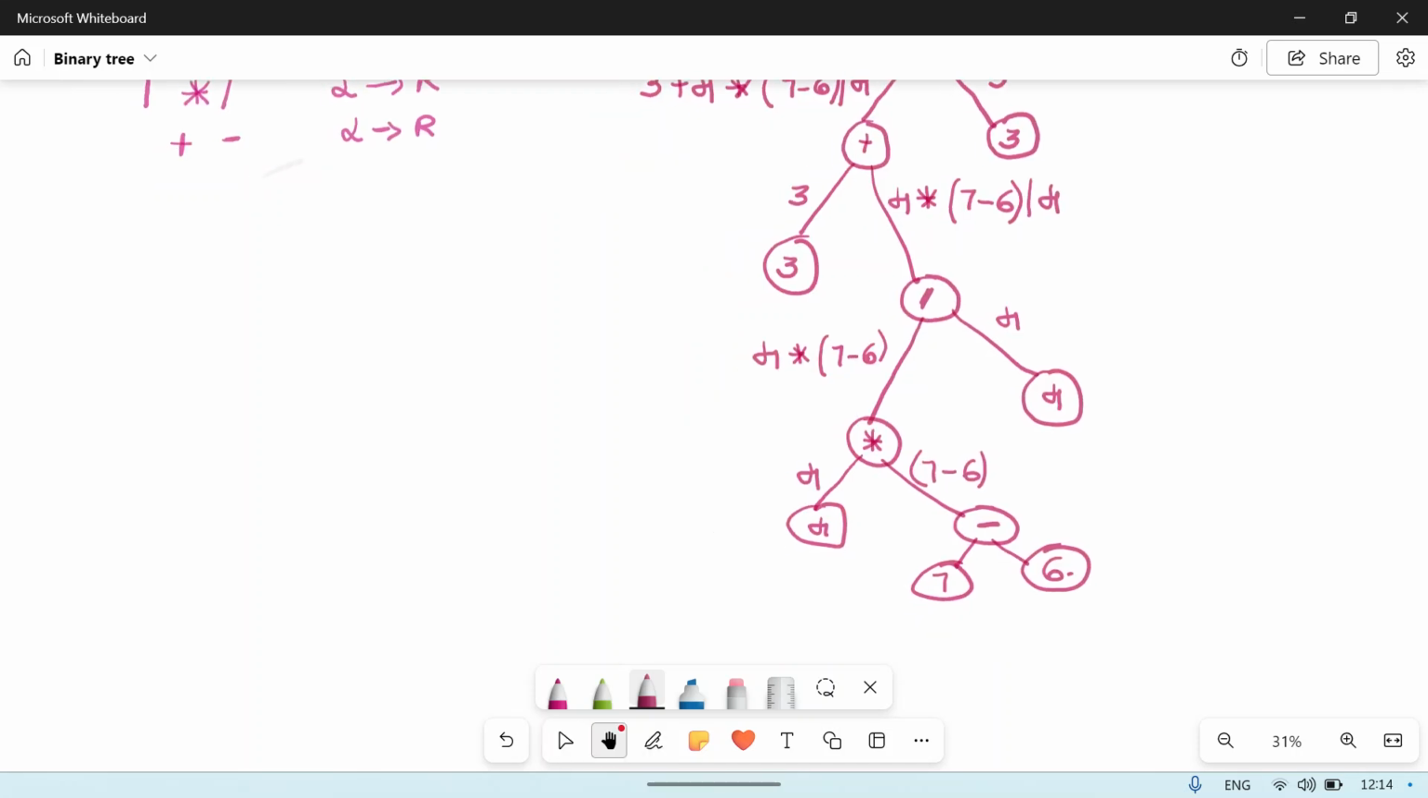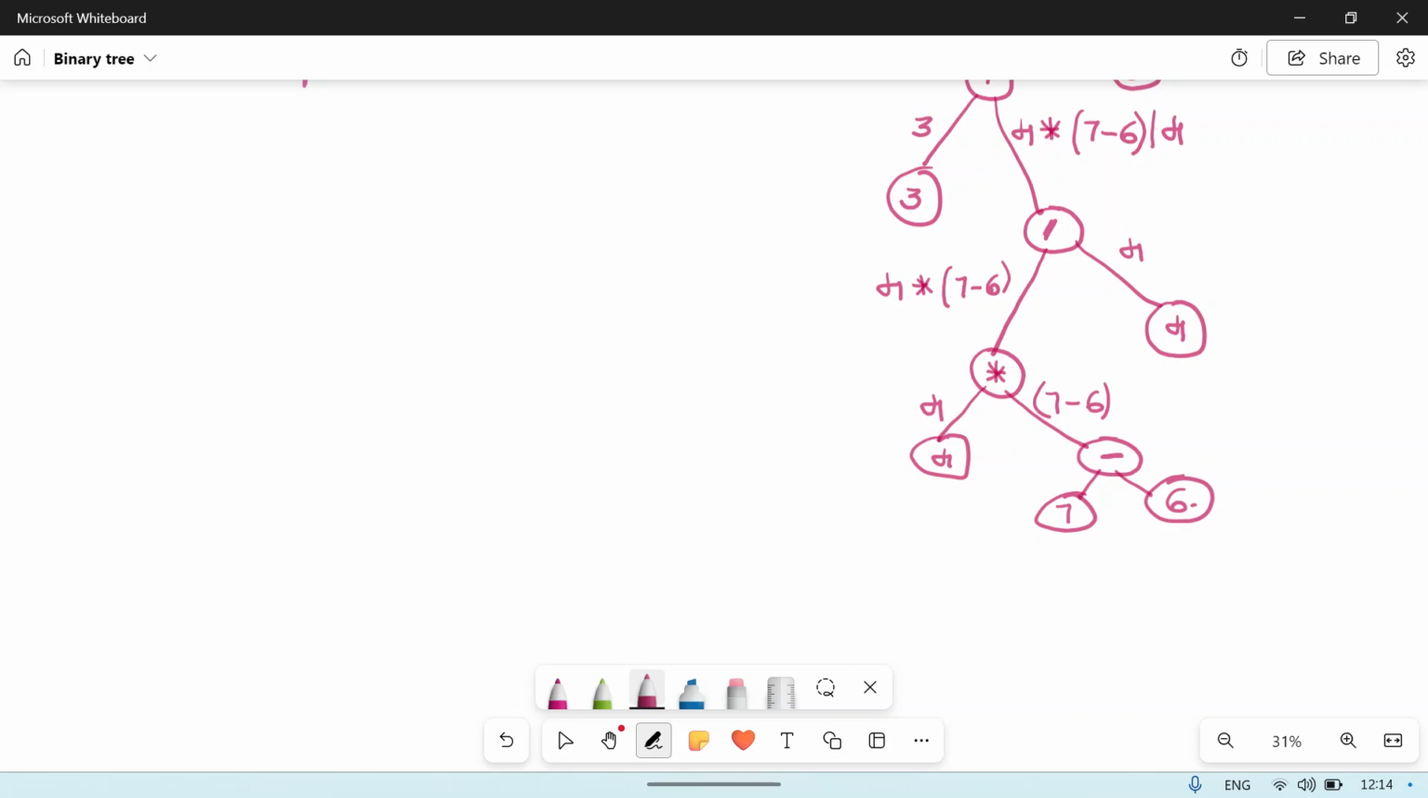Okay. Now let me do the last one. You try this one. You pause the video. A star B divided by C plus E divided by F star G plus K minus X star Y. Pause the video here and do the construction and get back to the video.